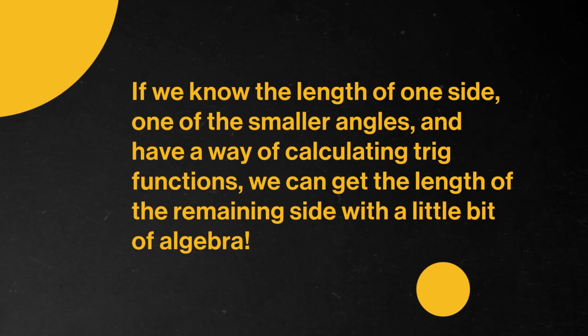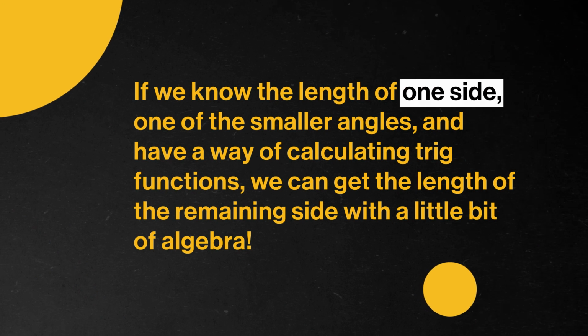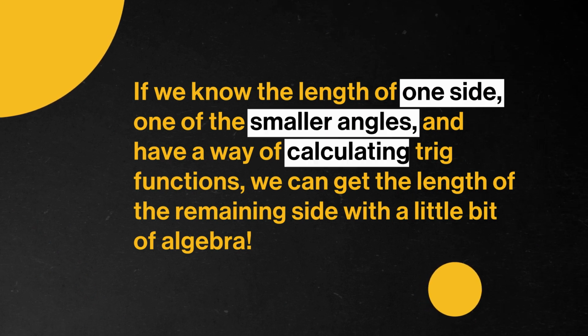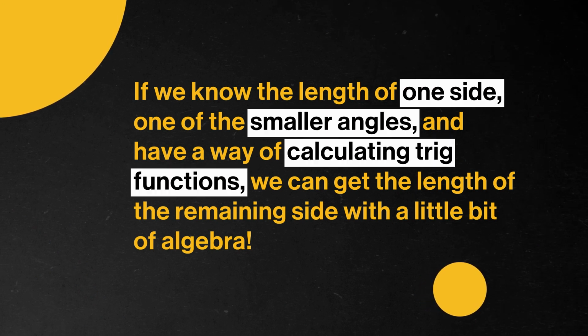Namely, that trig functions of angles are just ratios of two particular side lengths. Remember our mini exploration at the start. Basically, that starting angle controls a lot about the possible side lengths and how they relate to each other. That means if we know the length of one side, one of the smaller angles, and a way of calculating trig functions, we can get the length of the remaining side with a little bit of algebra.